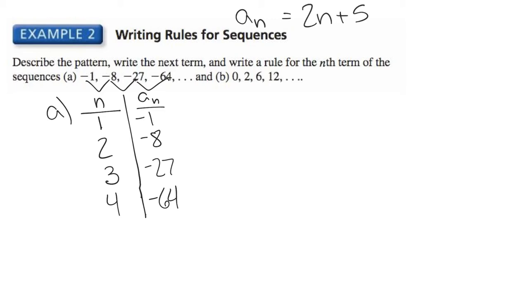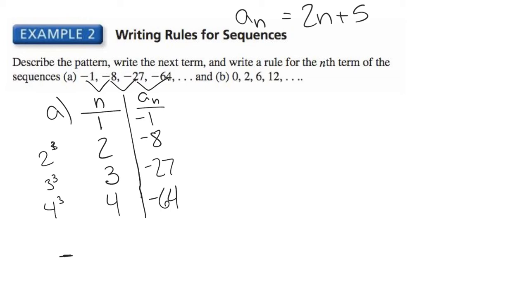Well, 1 and 1's always hard to do because anything times 1 always ends up being 1. But we know there's going to be a negative, so we're doing something with a negative. Now, 2 to 8. How do I go from 2 to 8? Hopefully you're thinking to yourself, well, 2 cubed is 8. Let's check. Is 3 cubed 27? Yes. And 4 cubed is 64.